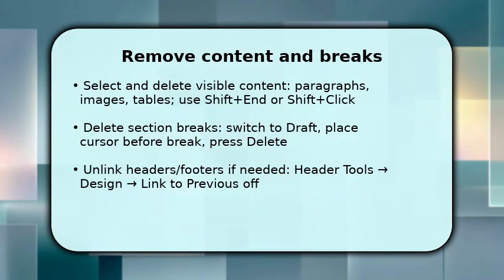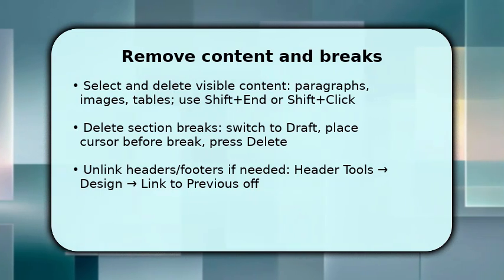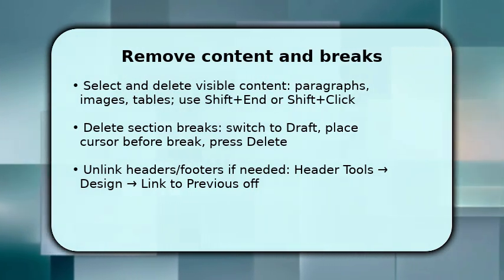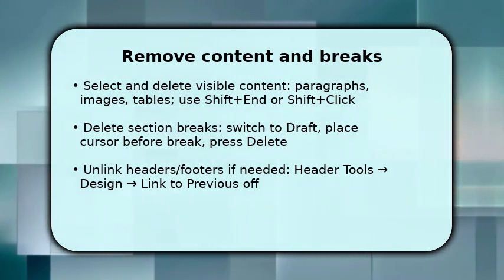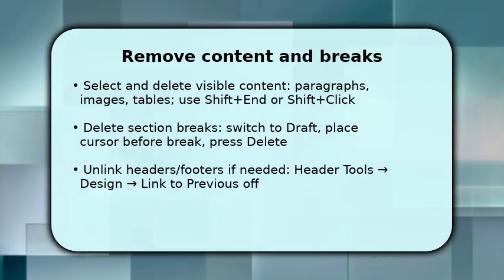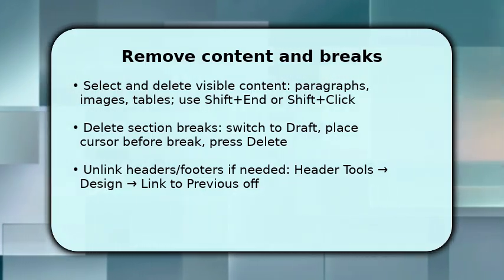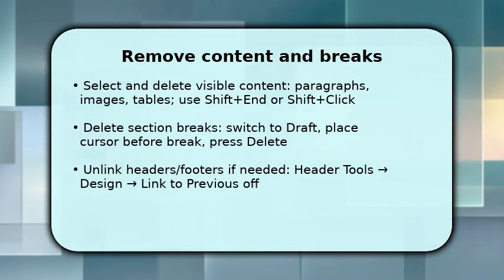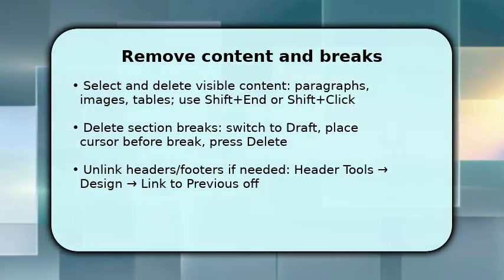Now you remove the content and the invisible blockers. Select stray paragraphs, table rows, or images and delete them. Use Shift+click for precise ranges. If the page persists, go to Draft View and find a section break. Place your cursor before it and press Delete to join sections.